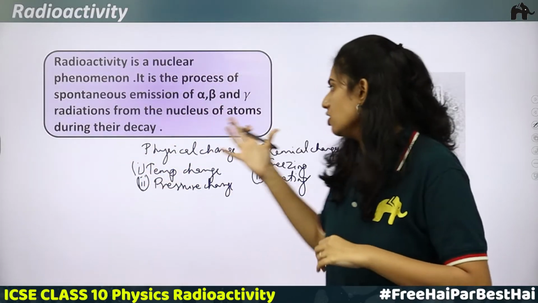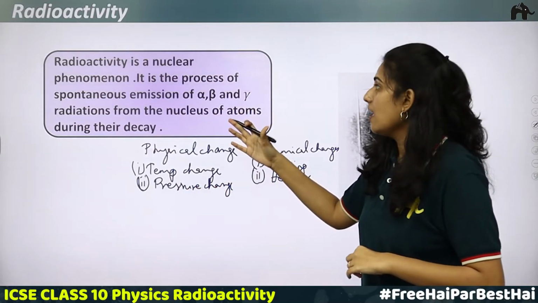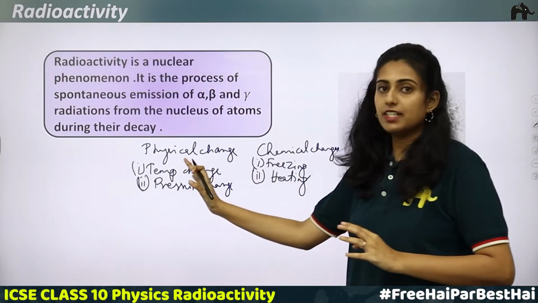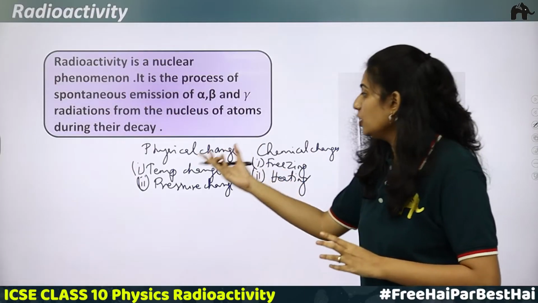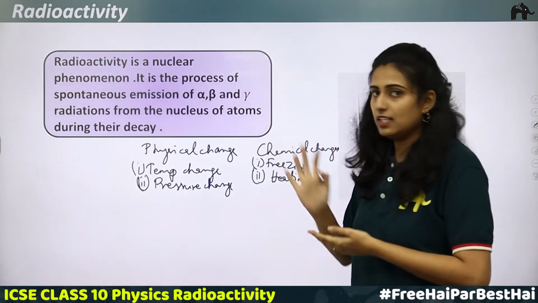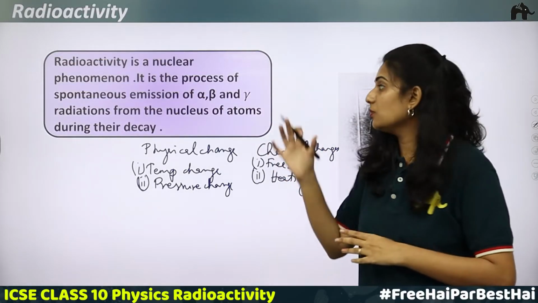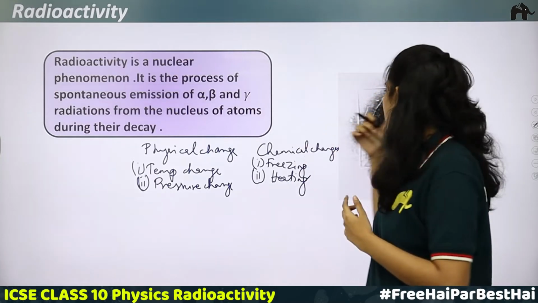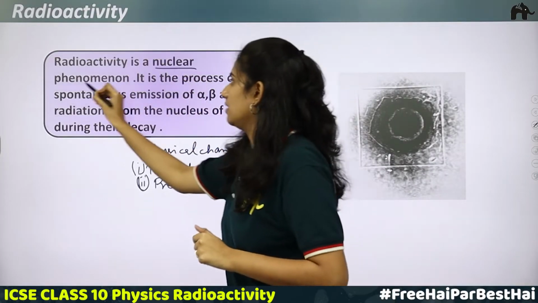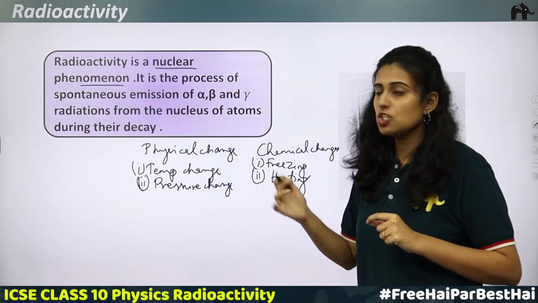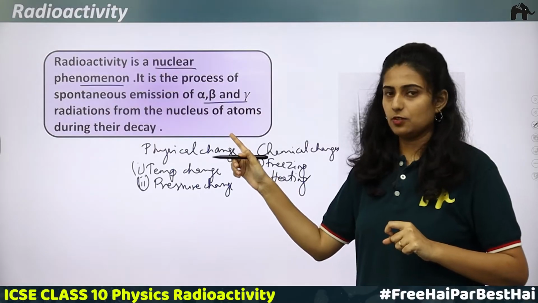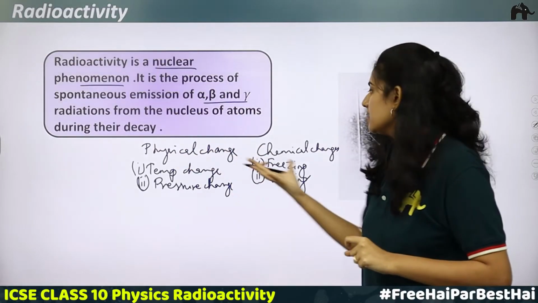When there is a physical change or chemical change, the rate of decay or the radioactive emission does not get affected, because all these changes affect the orbital electrons and not the nucleus. Radioactivity is affected only by changes that can affect the nucleus of an atom. So radioactivity can be called a nuclear phenomenon. It is the process of spontaneous emission of alpha, beta and gamma radiation from the nucleus of atoms during their decay, and it cannot be affected by simple physical or chemical changes.